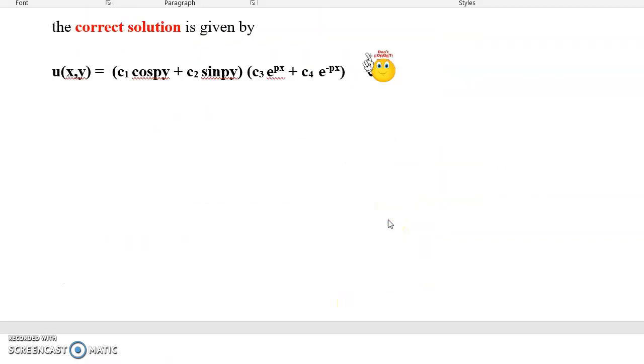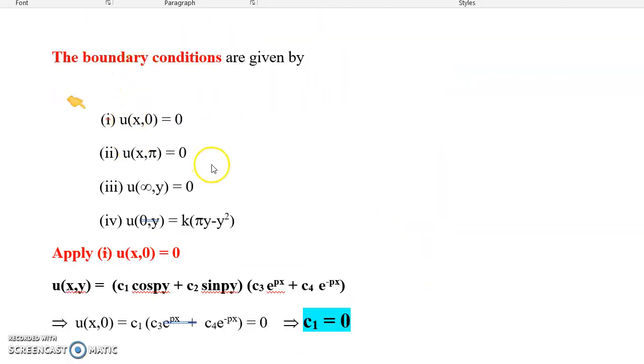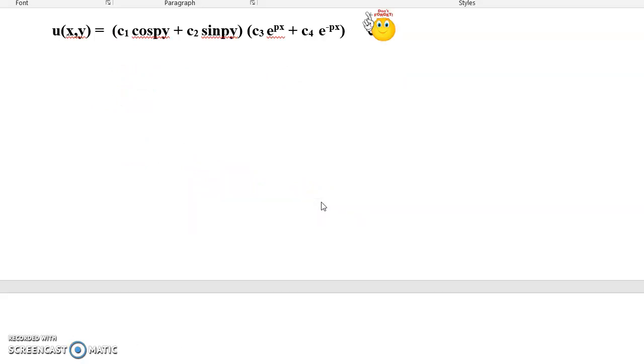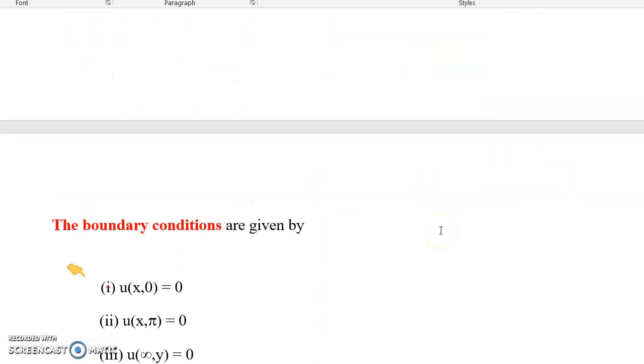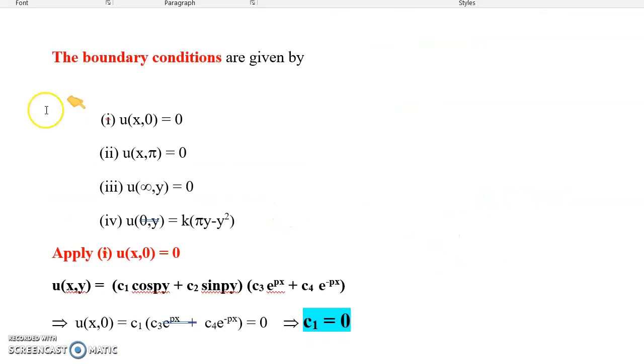Now let us write the boundary conditions. The boundary conditions will be the 4 edge temperatures: 1, 2, 3, 4. One by one we should write. When you are writing one by one, always try to write these two zero conditions first. In the third position, write this condition having infinity. Last you should write the non-zero condition. So in that order, if you write, it will be easier for us to solve.